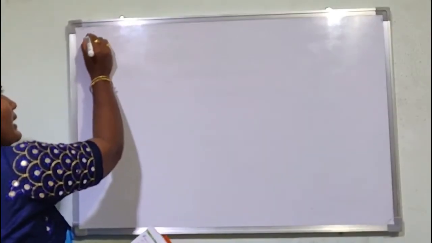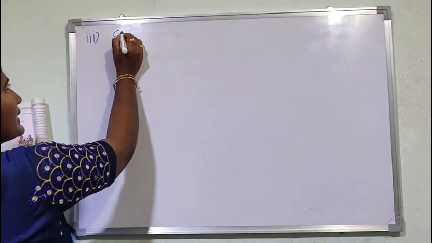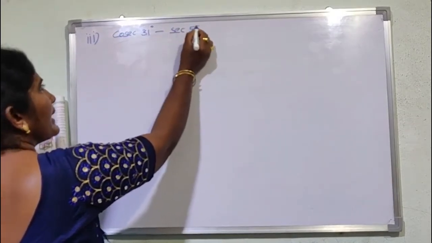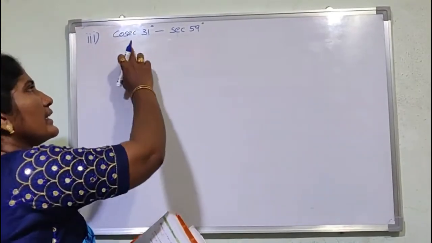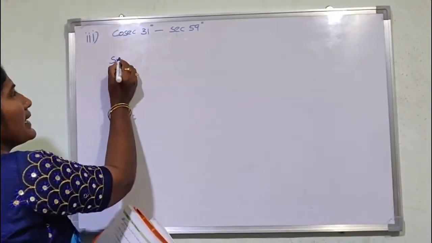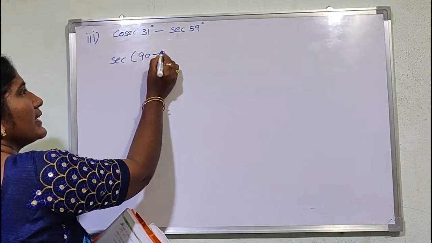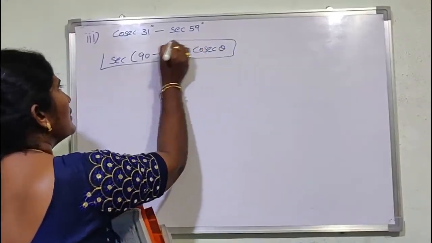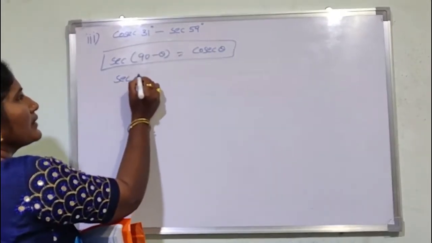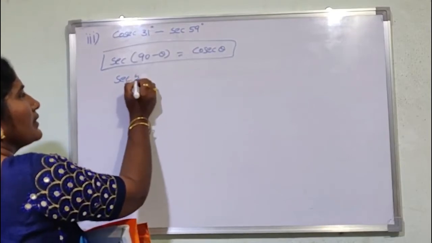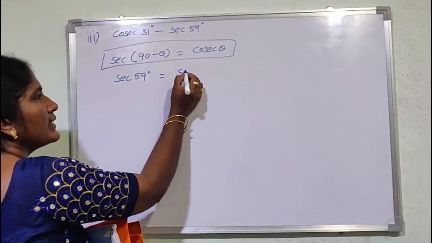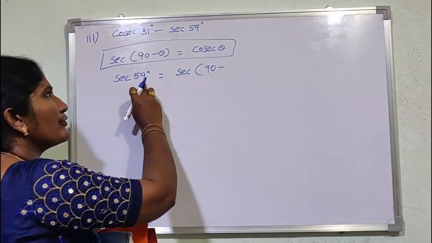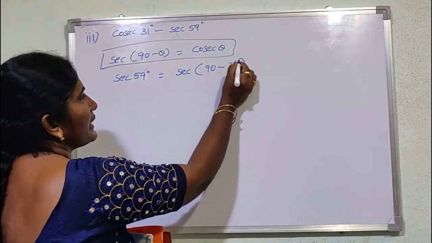Next, third question. Simple. All sums the same like that only. Same procedure. Cosecant 31 degrees minus secant 59 degrees. Here also again change cosecant or secant. Here we can take secant. Secant 90 minus theta is equal to cosecant theta. This is the formula. Now secant 59 degrees can be written as secant 90 minus. What we want to subtract from 90 to get 59? It is clearly 31 degrees.